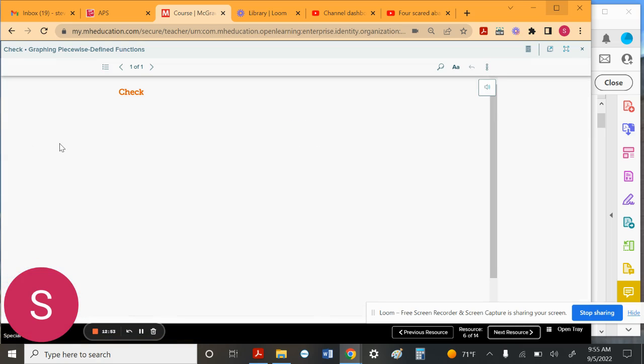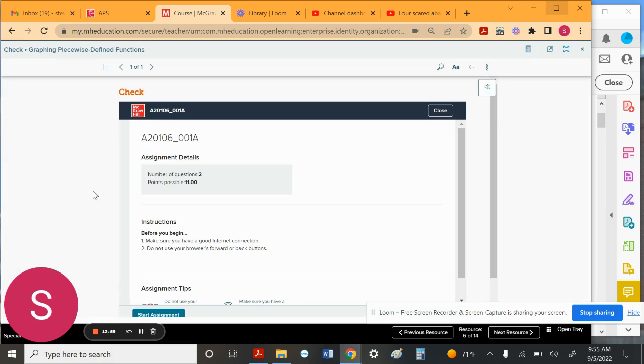Okay, and I think we're looking at graphing again. I think you understand the idea of how to graph those particular ones. All those other ones were lines. Oh, and this is the check. So that's what you're going to be doing next.